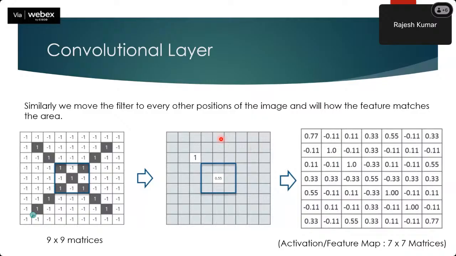So you have done a convolution here, and you can see this matrix size of 9 cross 9 reduces to 7 cross 7. So you reduce the size of the matrix also by using this filter.